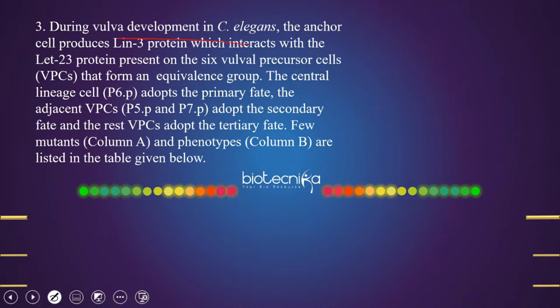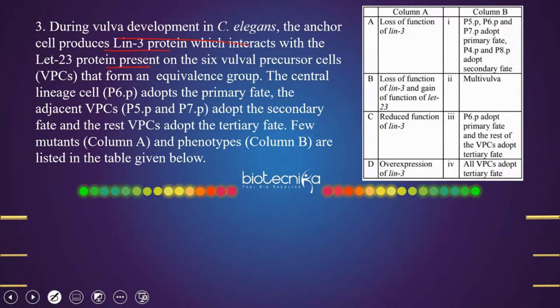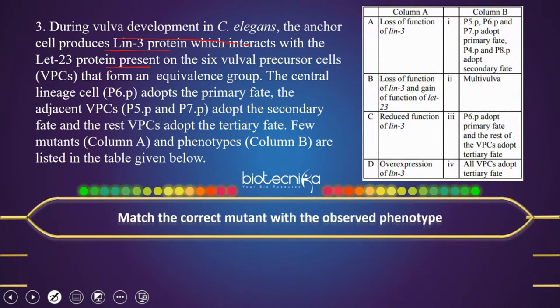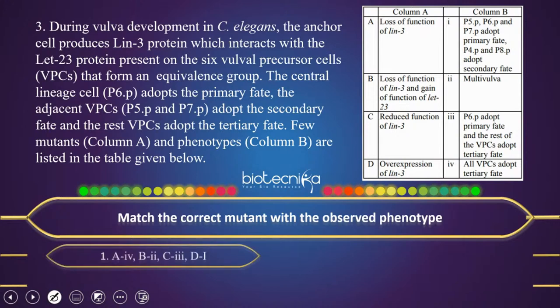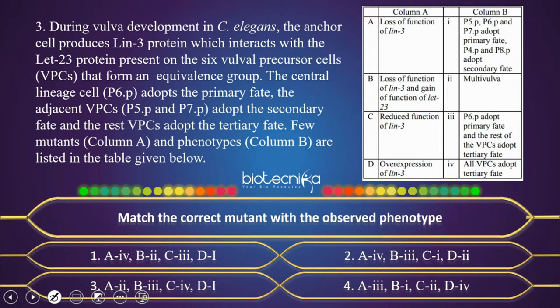This is vulva development in C. elegans. Vulva is an opening to the body of C. elegans, which is a nematode, where the anchor cell produces LIN3 protein, which interacts with the LED23 protein present on the VPCs. So few mutants and the phenotypes are given. You have to match the following with the observed phenotype. What type of mutation and what will be the phenotype observed for the cells of vulval precursor cells? Answer, please.